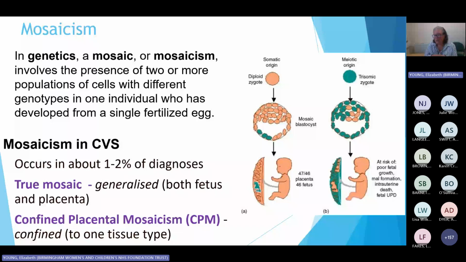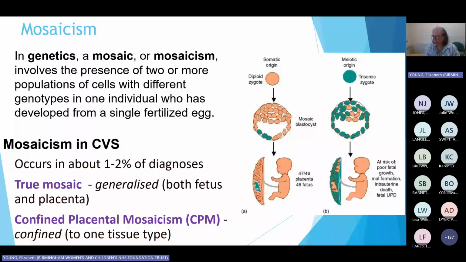So the reason why you might get a false positive result is a phenomenon called mosaicism. Now, in genetics, mosaicism is the presence of 2 or more populations of cells with different genotypes within an individual. Mosaicism can occur in any tissue, and particularly in the CVS, because this is a rapidly turning over tissue where lots of cell divisions happen quickly. The DNA repair facilities don't always work as well because it's just such rapid turnover. We know mosaicism can occur in CVS in about 1 to 2% of diagnoses.